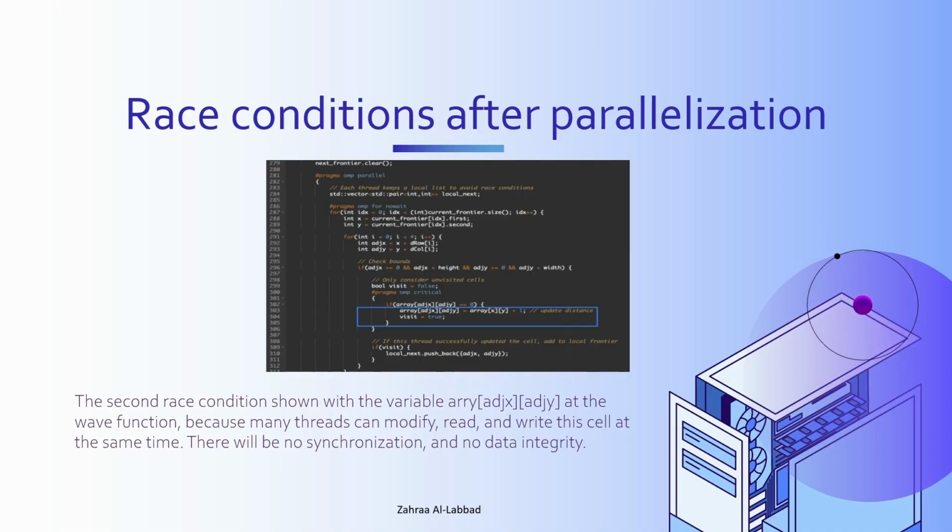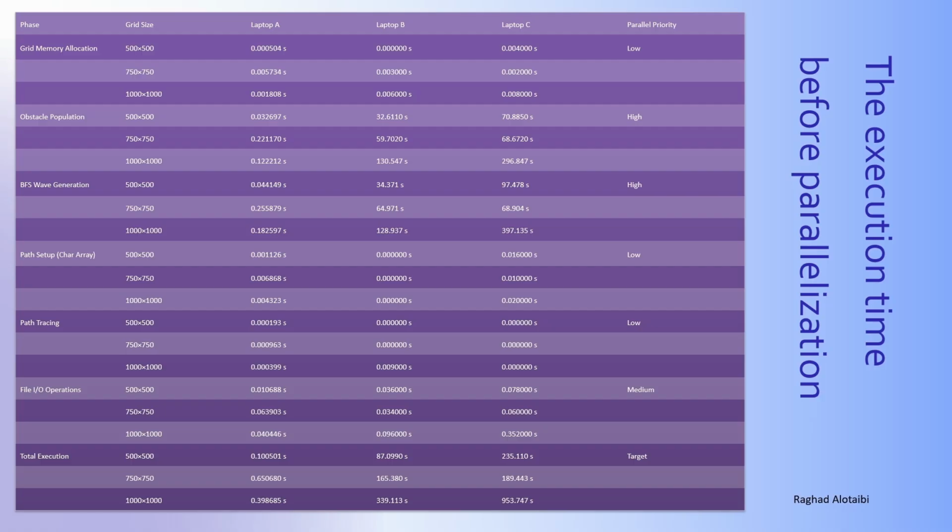Because there is no critical section or lock around the array, the last thread to write its value wins, regardless of whether it's the correct or shortest distance. This immediately breaks our data integrity. We lose control over the correct state of the array, leading to flawed algorithm results. So we must use a critical section here to ensure only one thread can modify the cell's distance at any given moment.